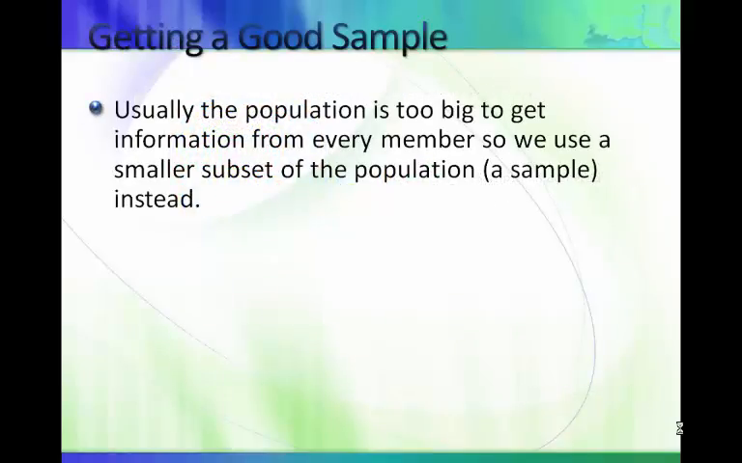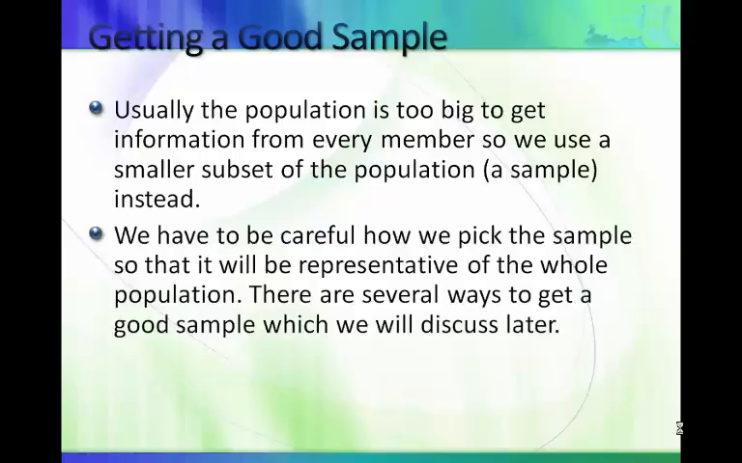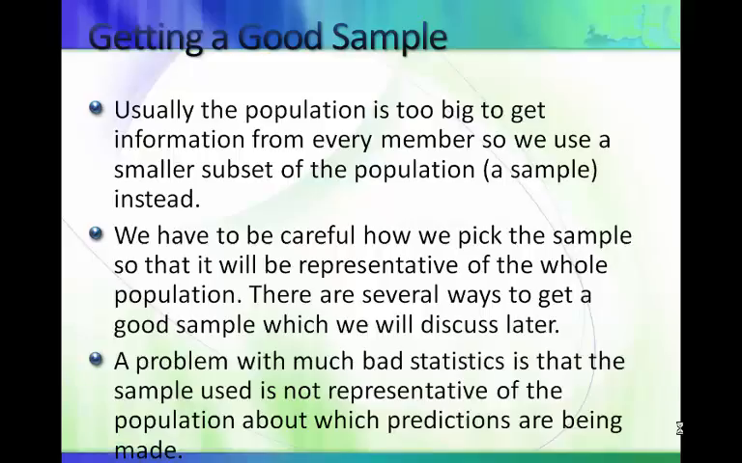Getting a good sample. Usually the population is too big to get information from every member, so we use a smaller subset of the population, a sample, instead. We have to be careful how we pick the sample so that it will represent the whole population. There are several ways to get a good sample, which we will discuss later. A problem with much bad statistics is that the sample used is not representative of the population about which predictions are being made.